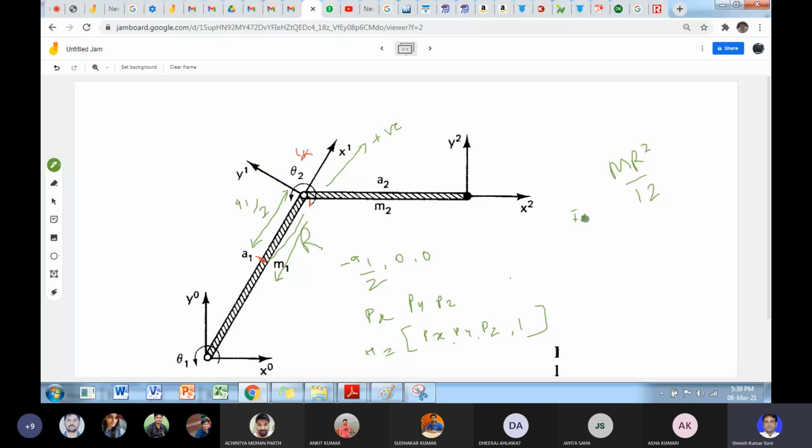So the inertia matrix is given by Ixx, Ixy, Ixz, Iyx, Iyy, Iyz, Izx, Izy, and Izz. Okay, so along the x axis, what is the inertia? This is 0.